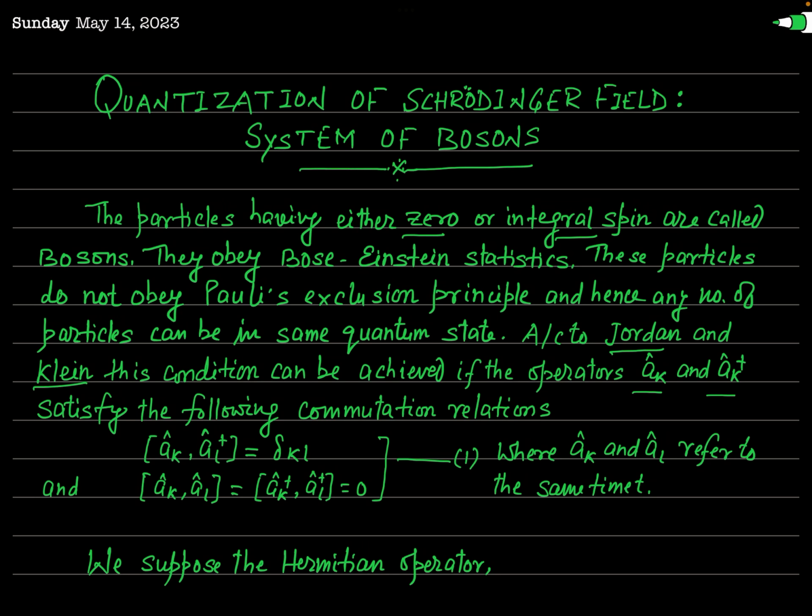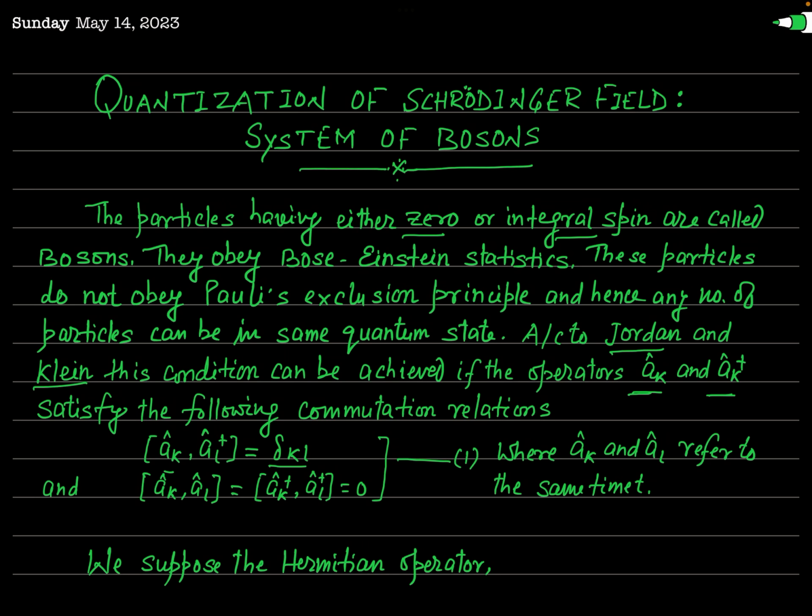These two operators, ak and ak hat dagger, obey the following commutation rules. The commutator of ak and al dagger is equal to the Kronecker delta kl. So when k is equal to l, this commutator will be equal to 1, and if k is not equal to l, then this commutator will be 0.